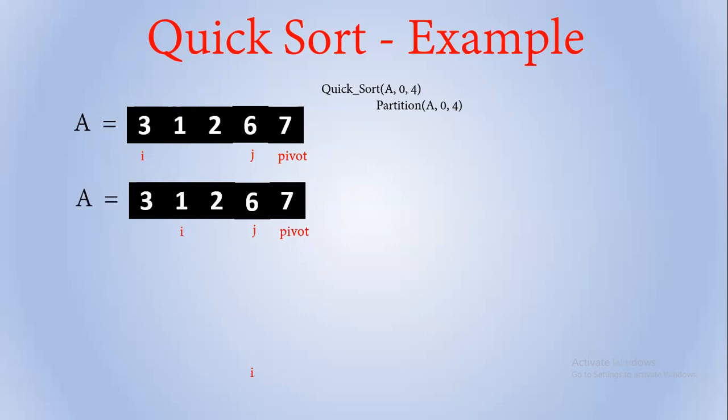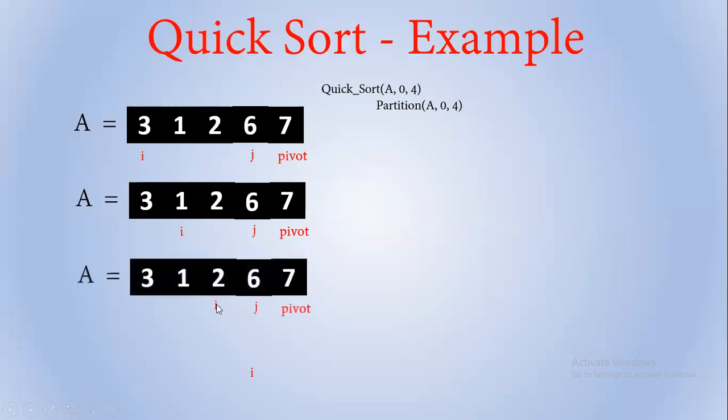Again, in the next iteration, because this was true, it will not check A[J]. Again, in the second step, it will check A[1] against the pivot value. A[1] is 1, less than 7. Again true. So that means I will be incremented to 2.